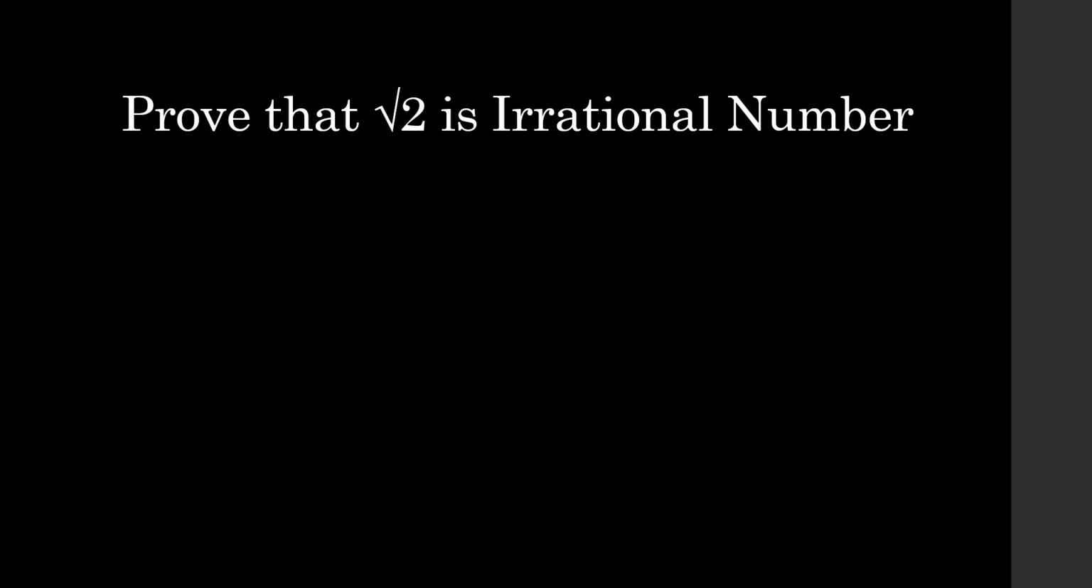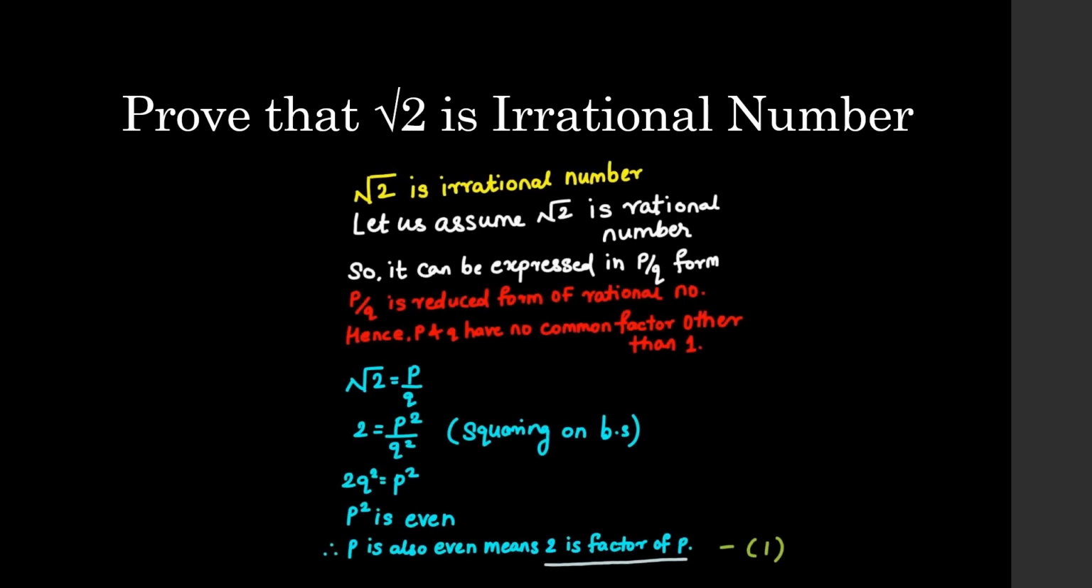To prove that a number is irrational, we have to prove that the number is not rational. If we prove that root 2 is not a rational number, it will be indirectly proved that it is an irrational number. Let us start with the steps. So let us assume, this is my first step, that root 2 is a rational number.